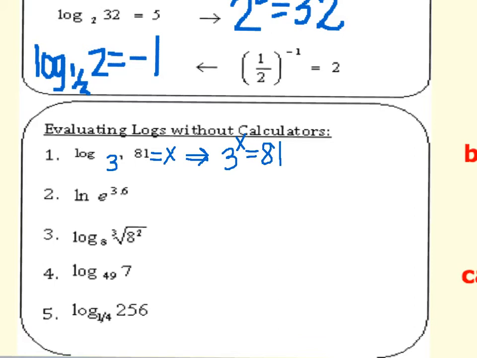And then you have to simplify and think about 3 to the what power is 81? Well, it's 3 to the 4th, so x equals 4. So my answer here is x equals 4.